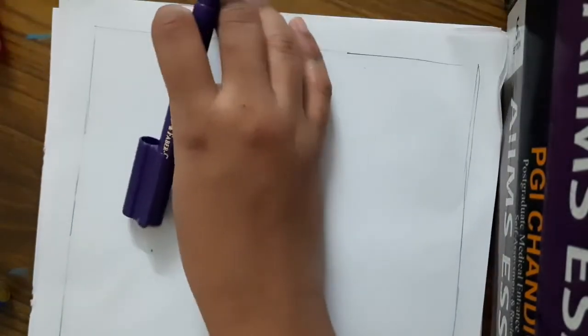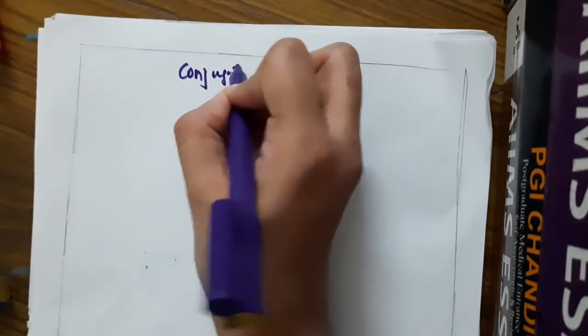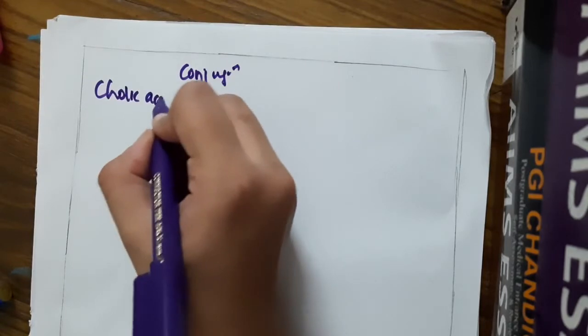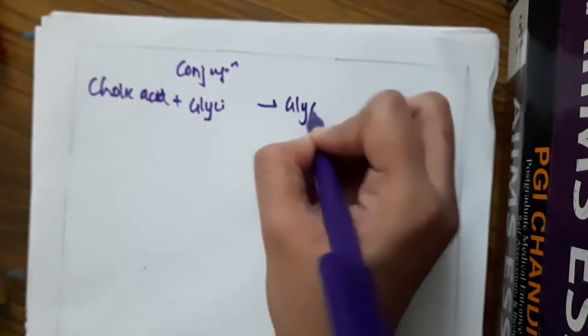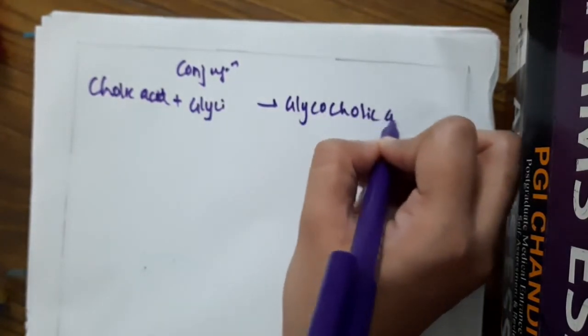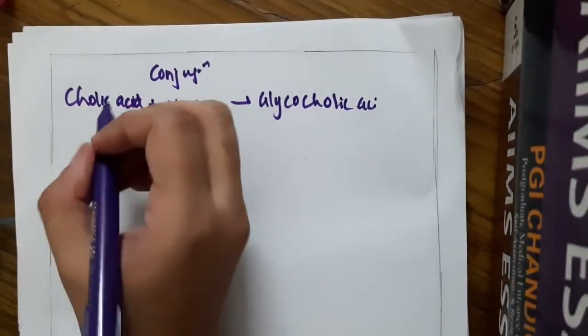Then we also have one more special compound formation, which is by conjugation. In conjugation, cholic acid combines with glycine and forms glycocholic acid.